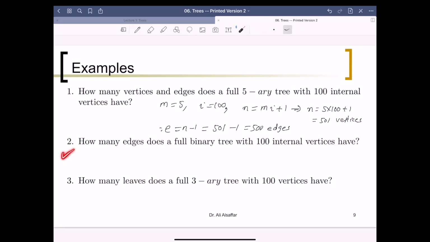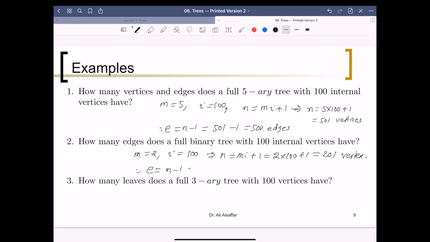For number 2, it asks how many edges a full binary tree has. Since it's binary, m is equal to 2, and the number of internal vertices is 100. Again, we can find the number of vertices, which is m times i plus 1. So here we have 2 times 100 plus 1, which is 201 vertices. And the number of edges is equal to n minus 1, so it's equal to 201 minus 1, which is 200 edges.